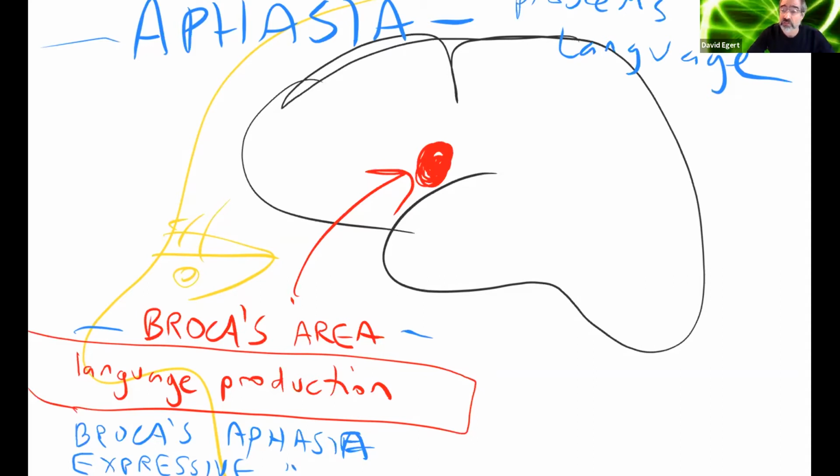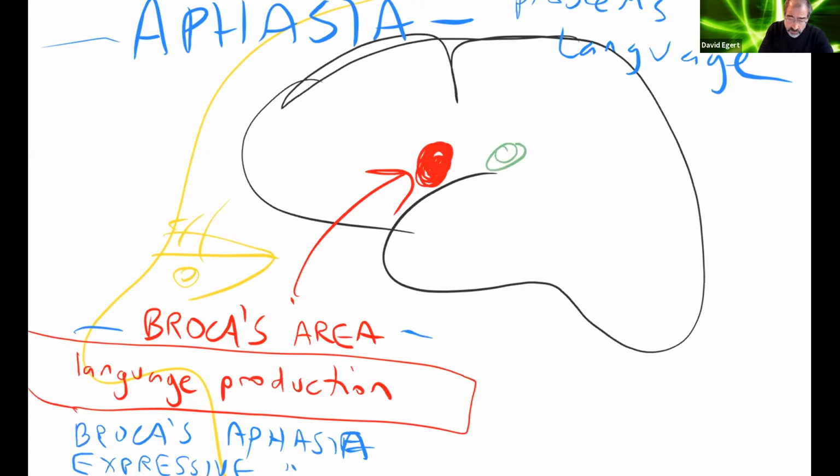In a few moments, I'll show you, I actually created a little page in the Canvas thing that links to a couple of nice little examples from YouTube. I'll show them to you in a couple of moments, of what it looks like if you have damage here.